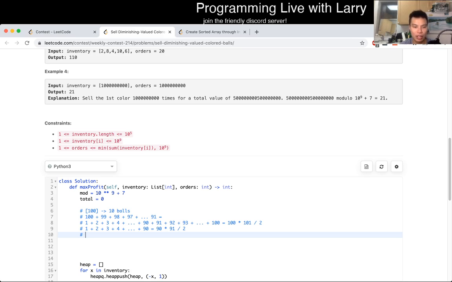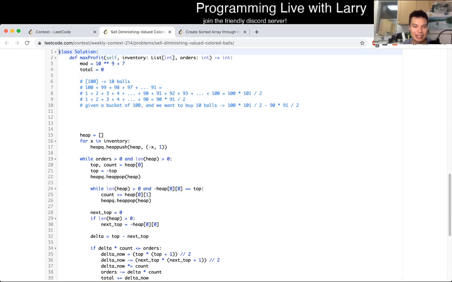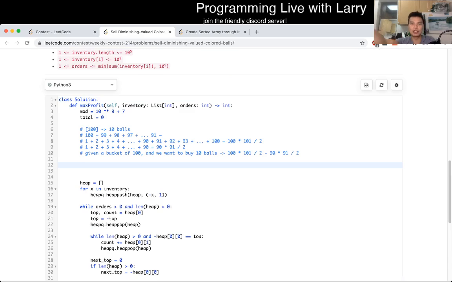so now, given a bucket of 100 and we want to buy 10 boards, it is just equal to 100 times 101 over 2 minus 90 times 91 over 2, right? So that's the one key observation, and that's one compression you can do so that you can make it faster. Because now, instead of doing 10 heap operations, you compress to one heap operation, right?